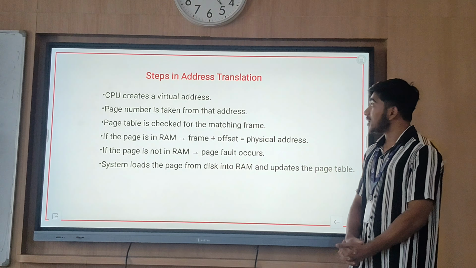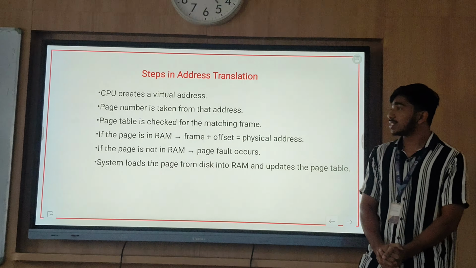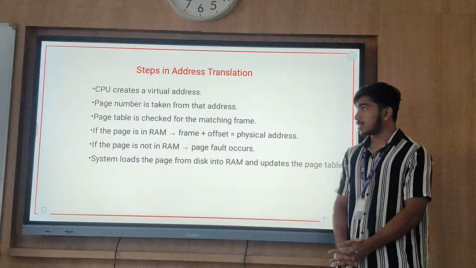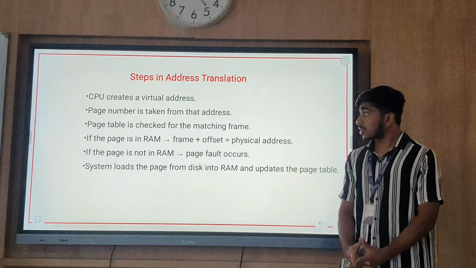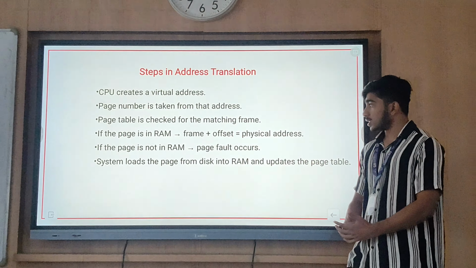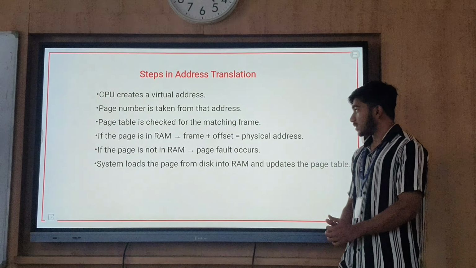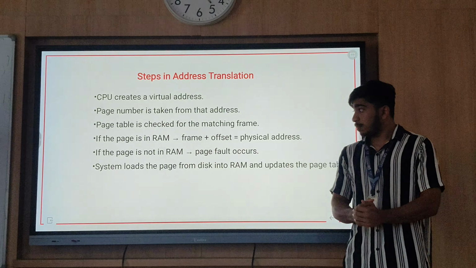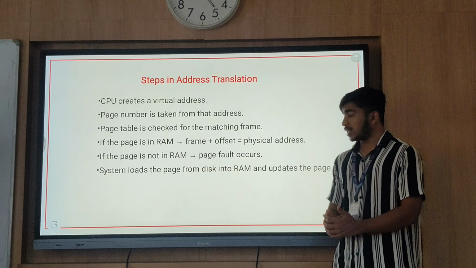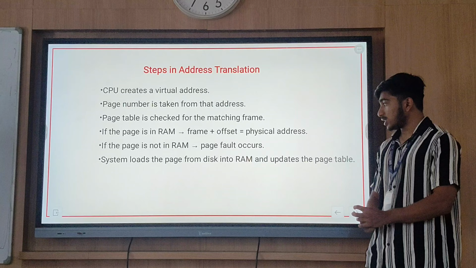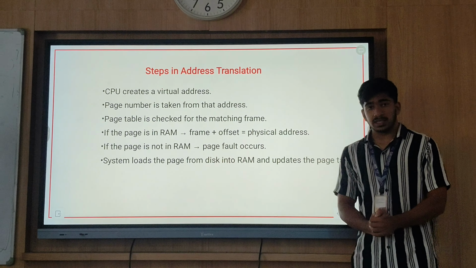Steps in address translation: the CPU creates a virtual address. The page number is taken from that address. The page table is checked for the matching frame. If the page is in the RAM, frame plus offset gives the physical address. If the page is not in the RAM, a page fault occurs, so the system loads the page from disk into RAM and updates the page table.